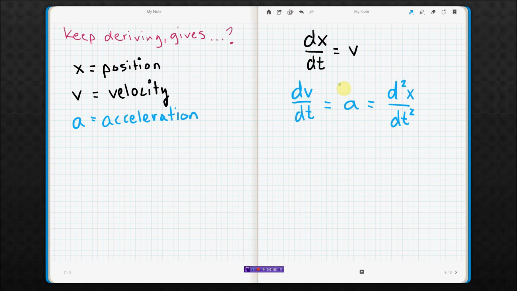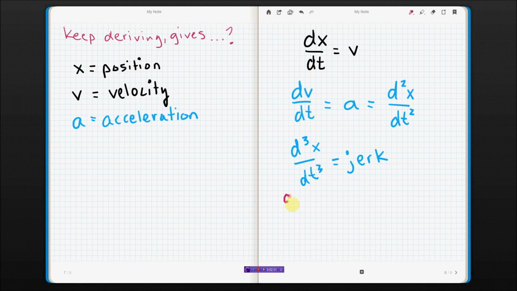Okay? Now, that's as far as we go and as far as we care about in this class, but in case you're curious, the third derivative of position, so the derivative of acceleration, basically, that's called a jerk. I don't remember if there's a symbol for jerk. I think there is, but I don't remember what it was. You could probably look it up.